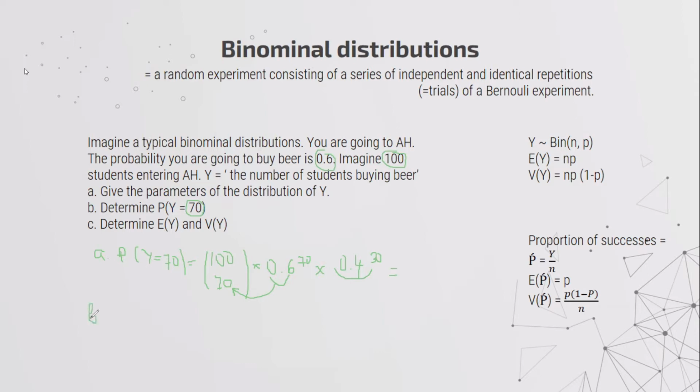Next part, it asks us for the expectation of Y. The formula is here, it is n times p. Now we have to see what n means and what p is. When we have such a distribution, it's denoted by binomial distribution, and in brackets, n, which is the number of students going to the supermarket, which is 100, comma, the probability of having a success. And a success in our case is buying a beer, which is 0.6. That is how our distribution is denoted.